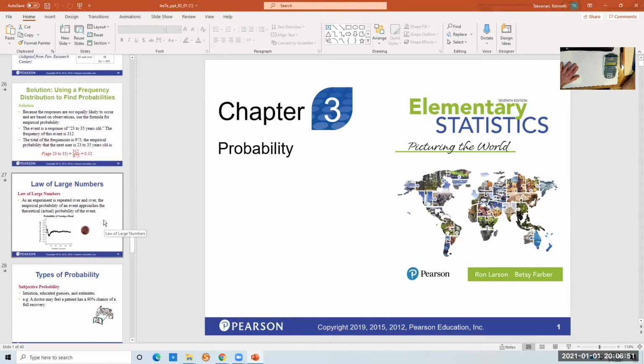The law of large numbers. Well, if we had a fair coin, you expect that if you flipped the coin, it would come up heads 50% of the time and tails 50% of the time. But if you did the experiment 10 times, it might come up 9 times heads and 1 time tails, because you haven't done the experiment a large number of times. Whereas over the course of time, the probability approaches the theoretical average. So the law of large numbers says, as the experiment is repeated over and over, the empirical probability of an event approaches the theoretical or actual probability of the event.